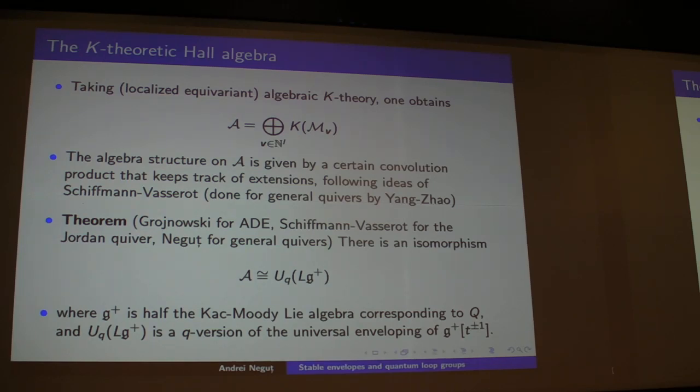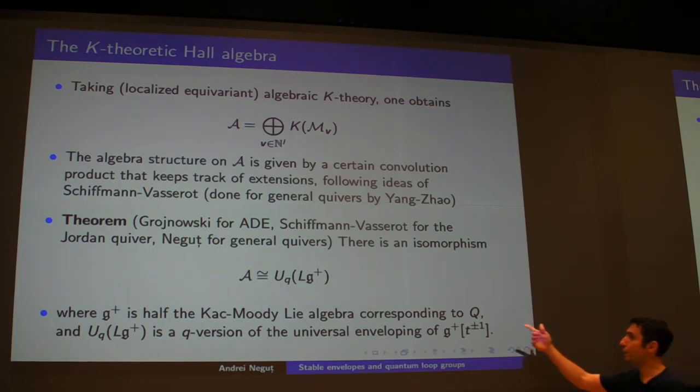Then Lg^+ is loops into the Lie algebra. So it's just going to be the Lie algebra of Laurent polynomials in t with coefficients in g^+. And the q in U_q(Lg^+) is a q version. I'm not going to say a deformation, I don't want to make any false statements, but U_q(Lg^+) is a q version of the universal enveloping algebra of the Lie algebra g^+[t, t^-1]. So the object on the right hand side is a very well known object.